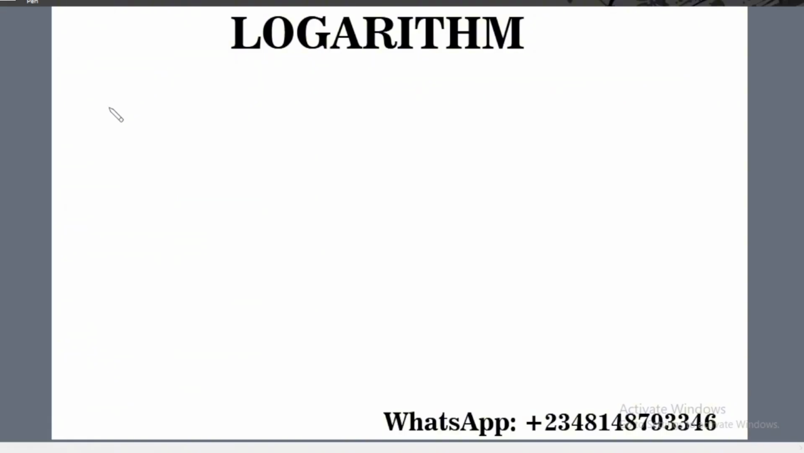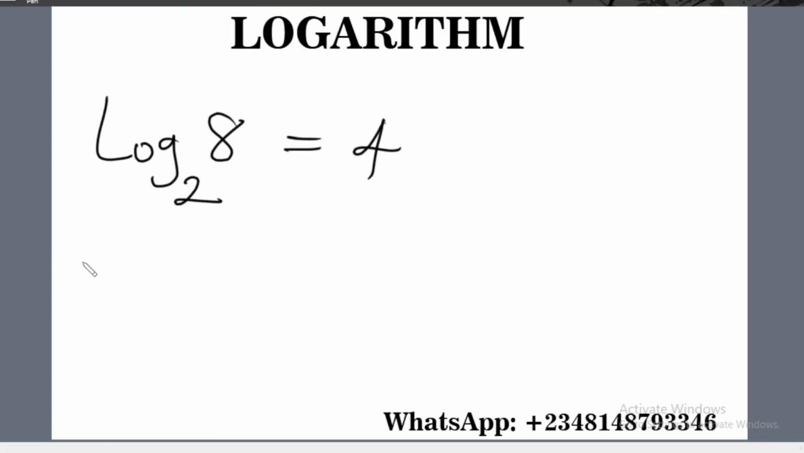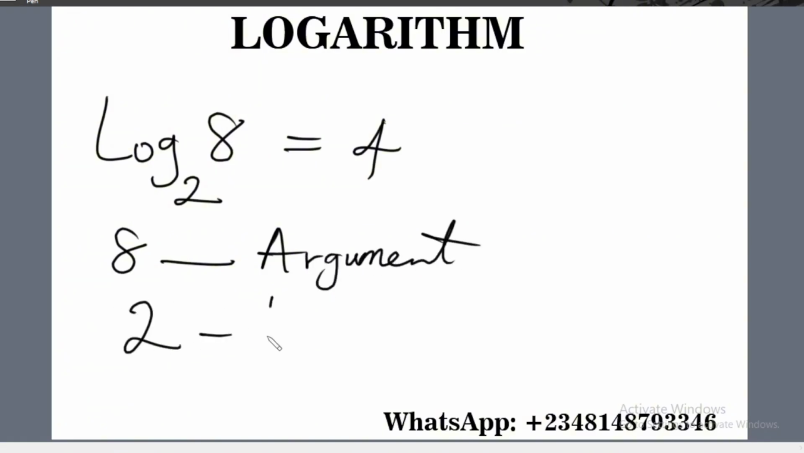Also, if you have something like this, log 8 to base 2 equals 4. 8 is the argument, 2 is the base, and then 4 is the exponent.